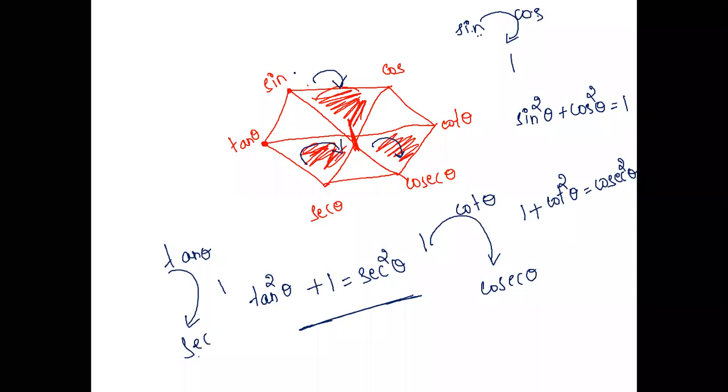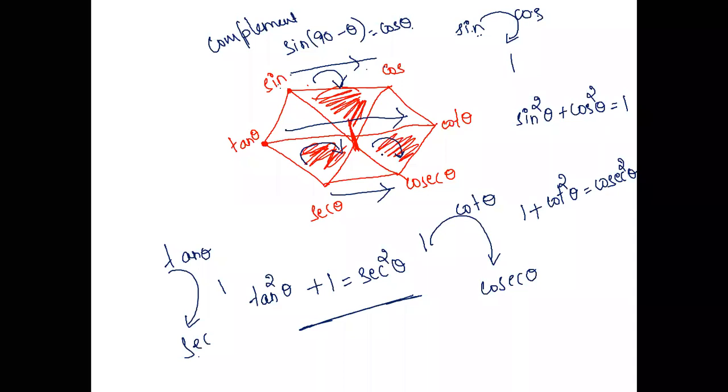One more thing you can get from this is complementary angles. There was something called complementary angles, right? Sin 90 minus theta, sin pi by 2 minus theta is cos theta, we used to write. How to remember? If you see the direction, sin and cos are complements. Sin 90 minus theta is always cos theta. Similarly, cos 90 minus theta is sin theta. And similarly tan 90 minus theta is cot theta, secant 90 minus theta is cosecant theta. Hope this was clear.